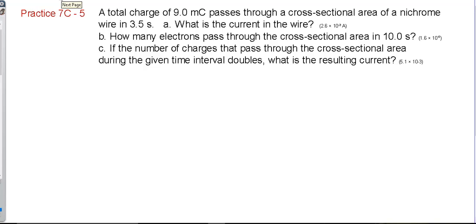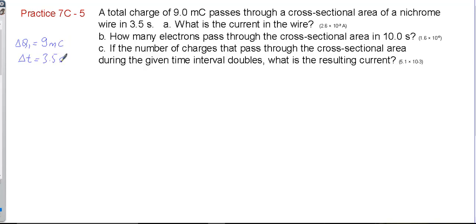A total charge of 9 millicoulomb passed through the cross-section area. I will say delta Q1 here. Delta Q1 is 9 millicoulomb. We will change it to coulomb across the cross-section. Delta T is given as 3.5 seconds.